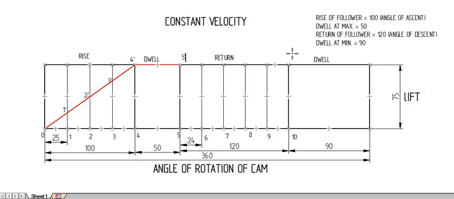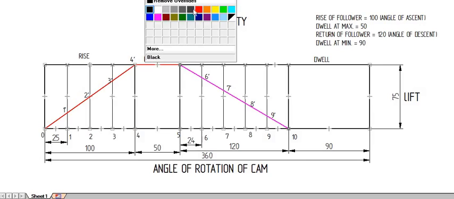Now it is the return area, return of the follower, 120 degree or angle of descent. Return means from the maximum position to the minimum position. So the maximum position is 5 dash to 10. Just draw a straight line connecting the diagonal, and mark the intersecting points as dash points. So this will be 6 dash, 7 dash, 8 dash, 9 dash, and 10 will be 10 itself. There is no displacement at 10; the displacement is 0. So this is the return of the follower. I am showing it as red.